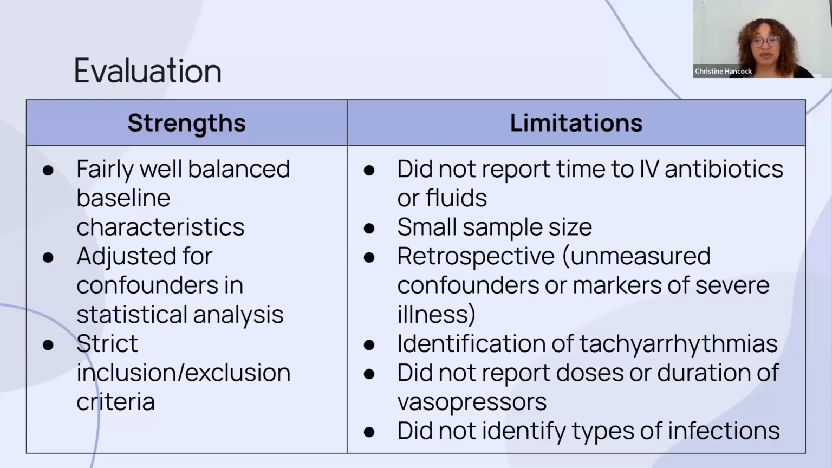In terms of the tachyarrhythmias and their identification, they only utilized medication administration as a way to identify any of these adverse events. But it would have been helpful to potentially see if there were any changes in heart rate or anything like that, besides just looking at medications. They also did not report doses or duration of vasopressors, but they did state that they just utilized a standard order set that we're likely all familiar with. And they did not identify types of infections. They did report blood culture positivity, but did not identify those types of infections.